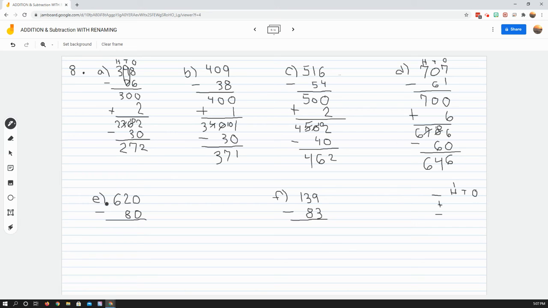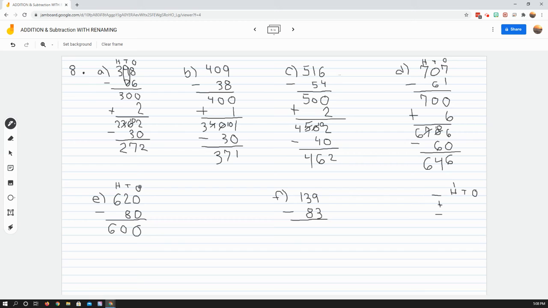Let's do letter E. 620, and I take away 80. If I look at my hundreds place, do I have to take away something? No, I don't have anything here. So 6 minus nothing, it's still 6. I'm going to make sure that this is in my hundreds place. And because it's in my hundreds place, I have to write 2 zeros. So 6 in the hundreds place is the same thing as if I was saying 600. So let's do the tens place. We have 2 and we have to take away 8. Can we do this? No. So I'm going to skip it.